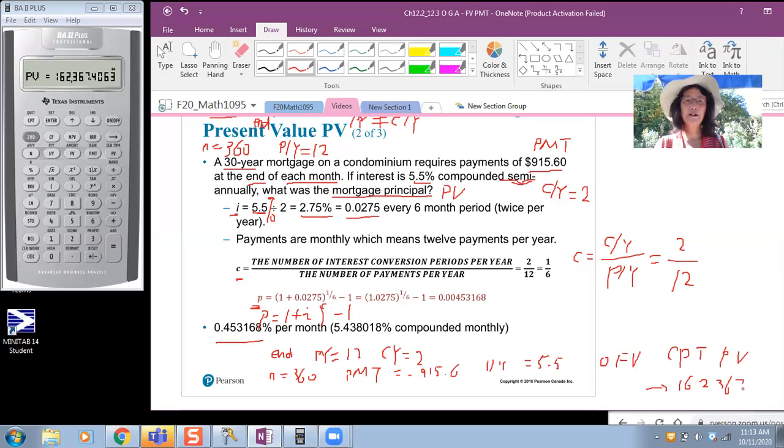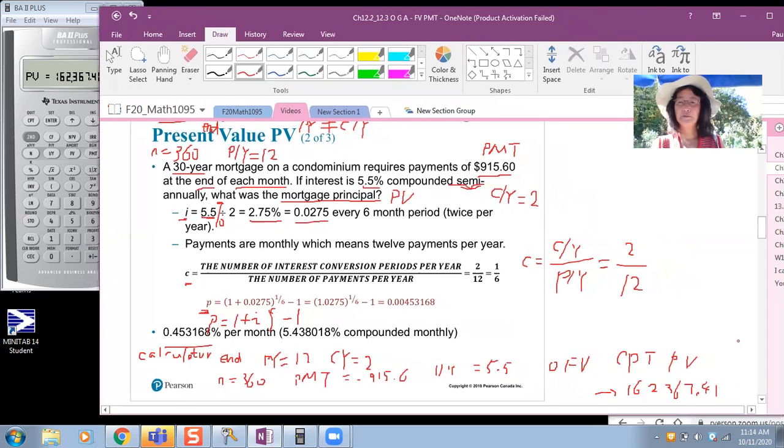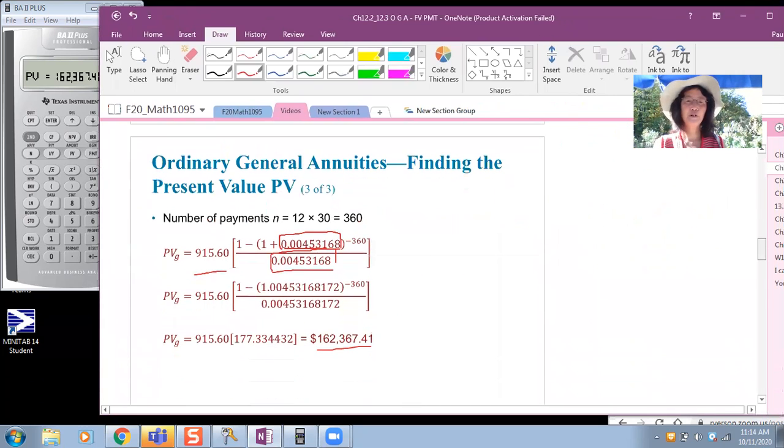162,367. Sometimes you get a negative number, but you need to interpret it properly. In this case, this is a positive number, that's fine, because we entered the PMT as a negative number. Okay, so this is 0.40, maybe 41. So this is the calculator method. And for the formula method, you just use the formula. All right, so that is this one. This is the formula method.